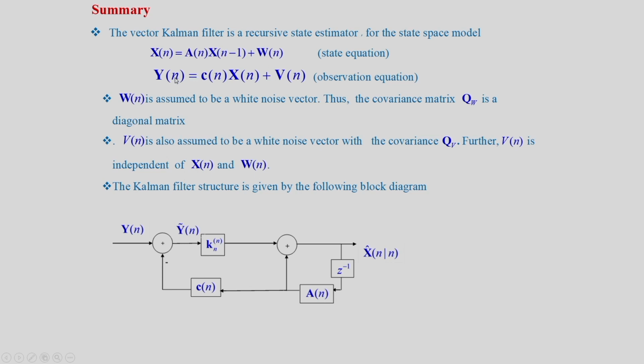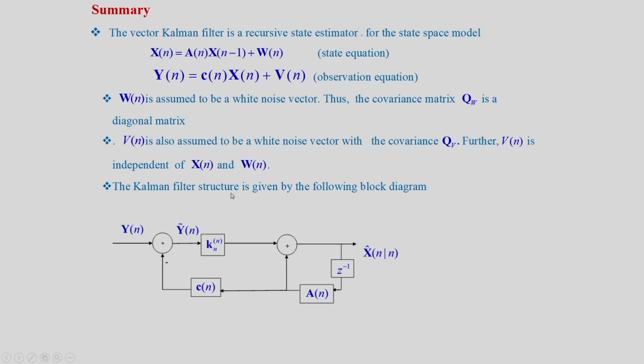Yn, the measurement vector or output data vector, is equal to Cn, known as the output matrix, multiplied by the state vector, plus Vn. Vn is the measurement noise vector. Wn is assumed to be a white noise vector, thus the covariance matrix QW is a diagonal matrix. Vn is also assumed to be white noise with the covariance matrix QV. Further, Vn is independent of Xn and Wn.